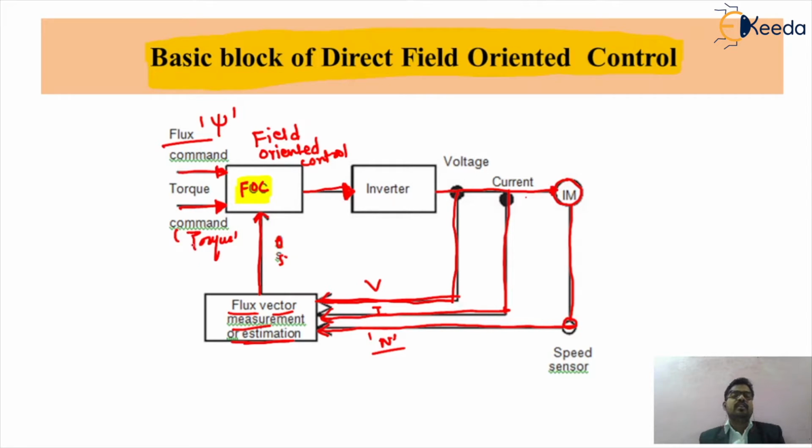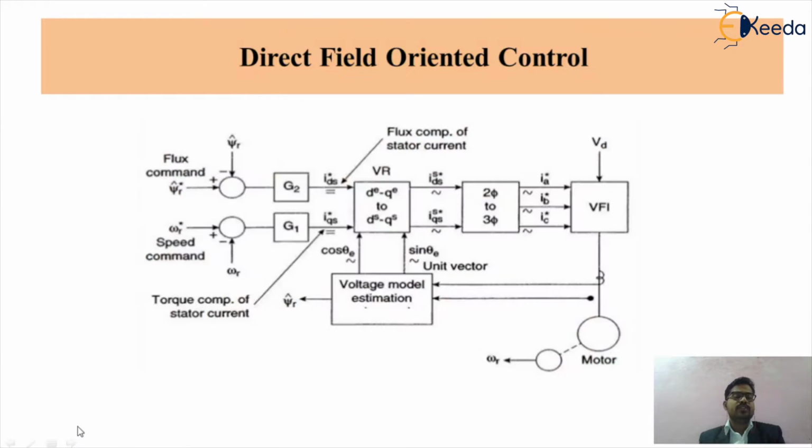So friends, in direct field oriented control, we can get the rotor angle of your induction motor by directly measuring the air gap flux. That's why this scheme is called the direct field oriented control scheme of your induction motor. Now we can understand this concept again by means of the detailed block diagram.